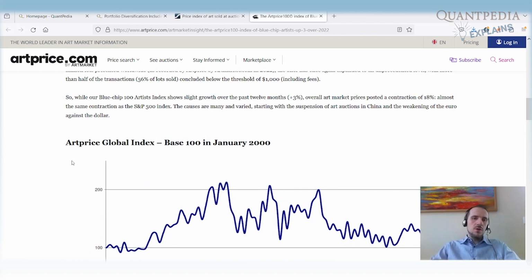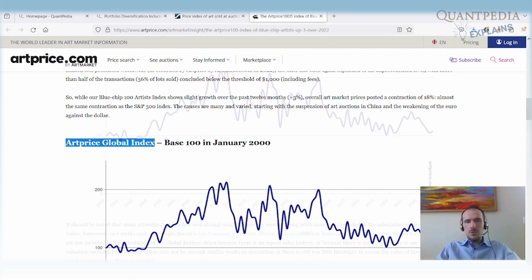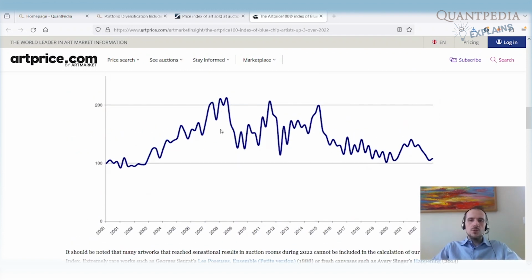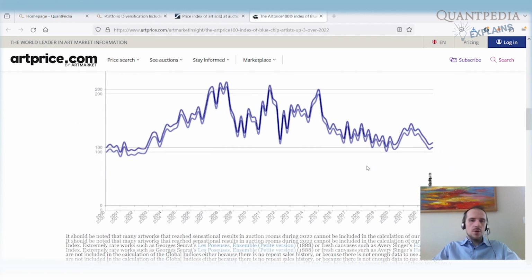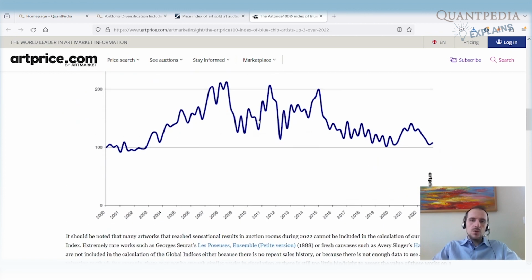There is also another art price global index. This is probably a better index that shows the performance of all of the art that's sold through the auctions. Here we see that the performance is not so stellar. The art market is really concentrated. So there is a significant difference between the price of the blue chip art, which is this equity curve, and the average price of the art, which is this equity curve. And you see that it doesn't make sense to include it into your portfolio.